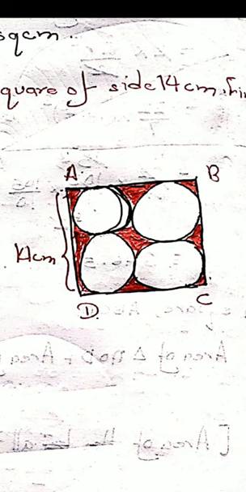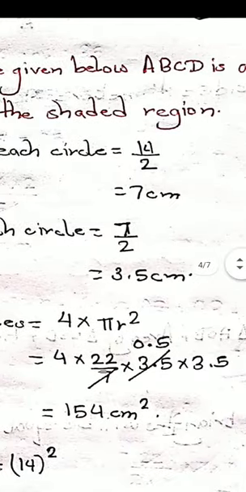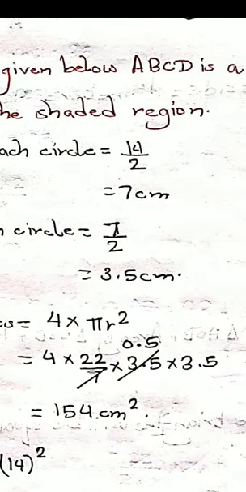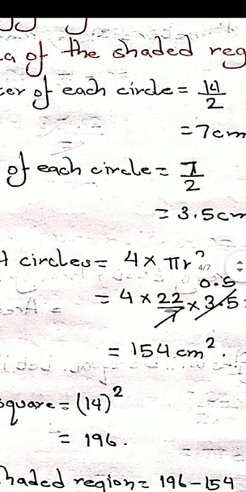So can I say if the side length of the square is 14 centimeter, then the diameter of the circle will be 7 centimeter. Can I say that? Because two diameters are adding up to 14 centimeter. So I'm writing diameter of each circle equals to 14 by 2, that is 7 centimeter. And radius of each circle will be 7 by 2, that is 3.5 centimeter.